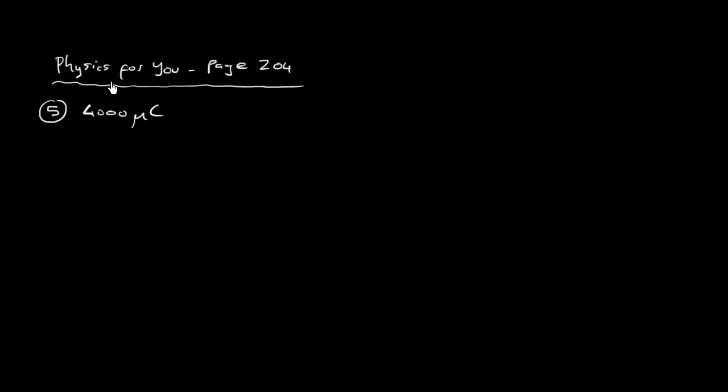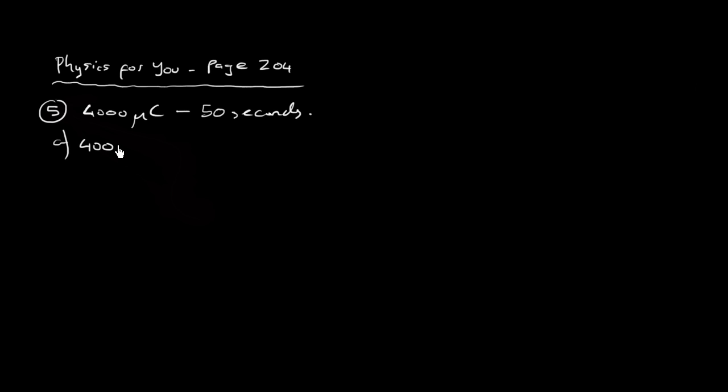Hi, we're going to go over some questions from the Physics for You, page 204 question set that I'd set. The fifth question asks to find the charge in coulombs when they give you that a charge of 4,000 microcoulombs passes each point in a wire in 50 seconds. And part A says find the charge in coulombs, not in microcoulombs.